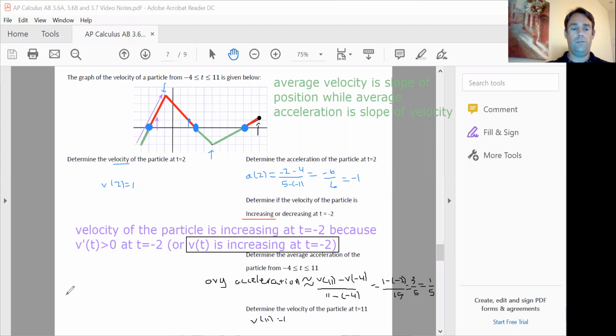By the way, just for the fun of it, what if I asked you for the acceleration at 11? Could you do it? Why don't you pause the video and tell me what the acceleration at 11 would be?